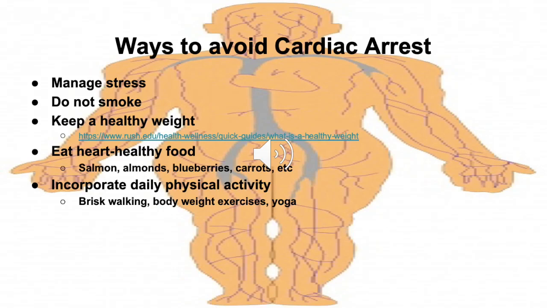Eating heart healthy foods will greatly decrease your chances of cardiac arrest. Some foods to keep in mind are fish like salmon or cod and lake trout, nuts such as almonds and walnuts, blueberries. Most berries will be good for your heart, and vegetables such as carrots and broccoli.